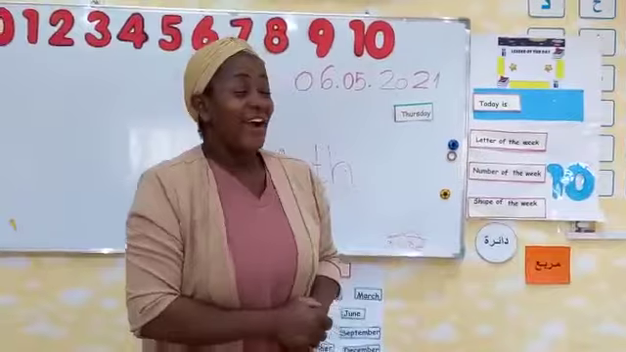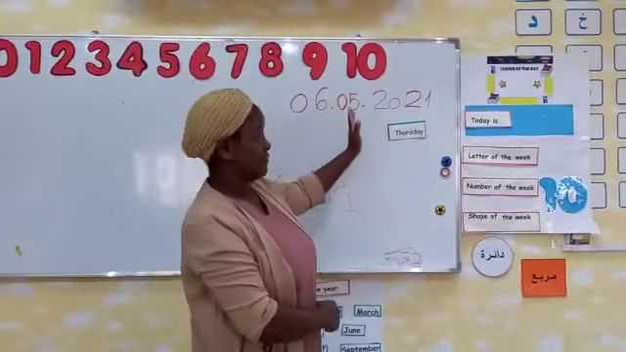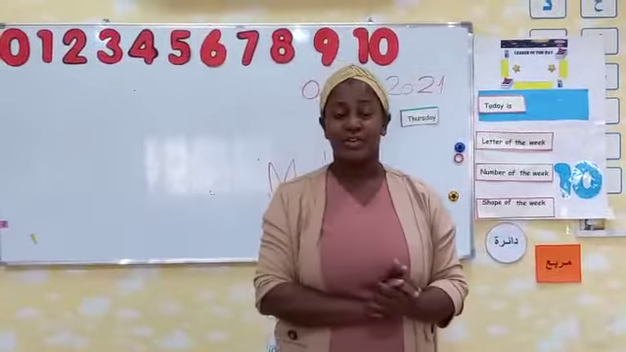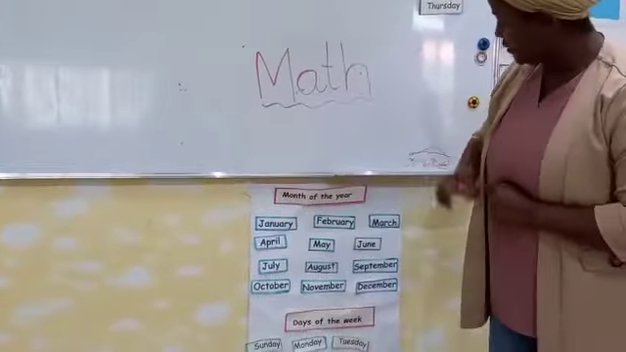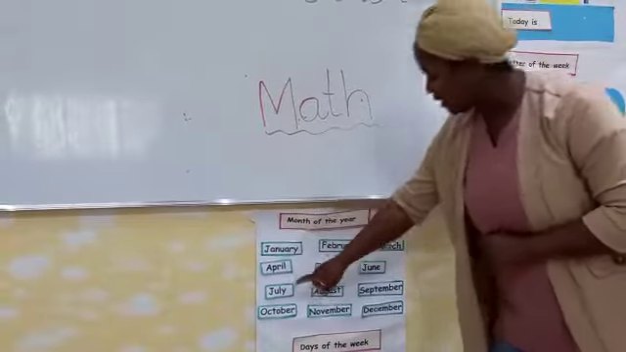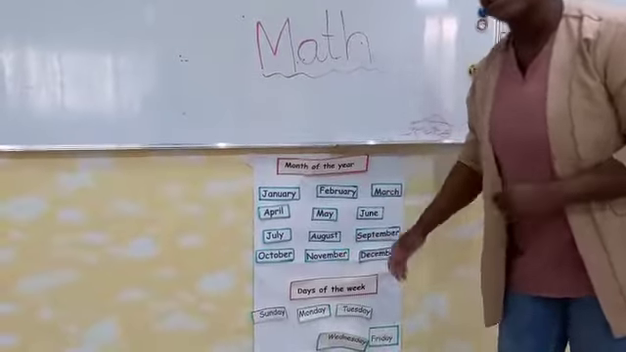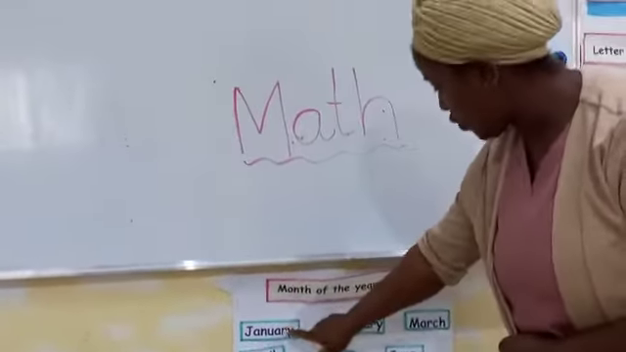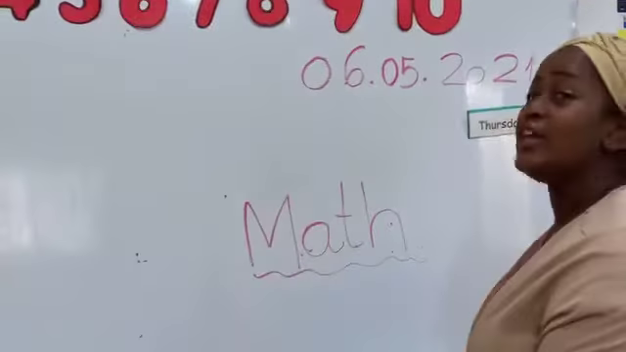Okay, today is Thursday, okay? And the month is May 2021. Let's see the months of the year, okay? Good, let's go. January, February, March, April, May, June, July, August, September, October, November, December. This is May. May, five. May, let's count. 1, 2, 3, 4, 5. May. Good.